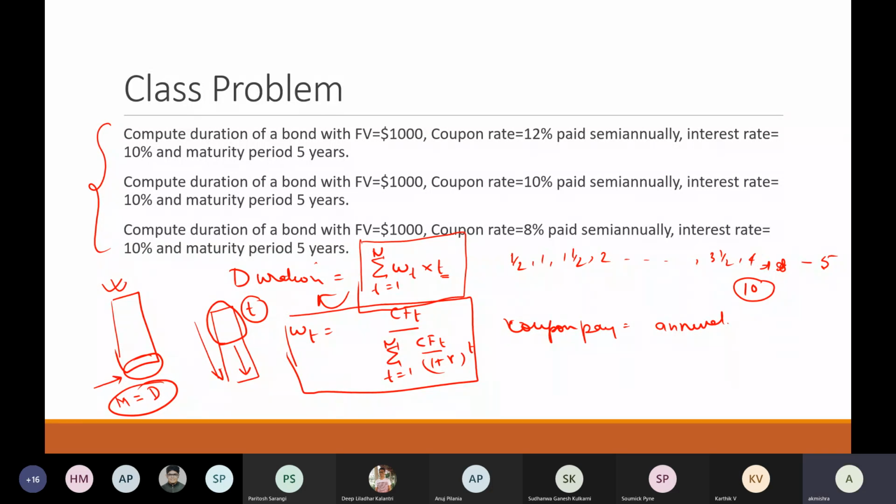Because in Excel, you need not do much. Once you create the table once, by changing the coupon rate you should be able to do it.